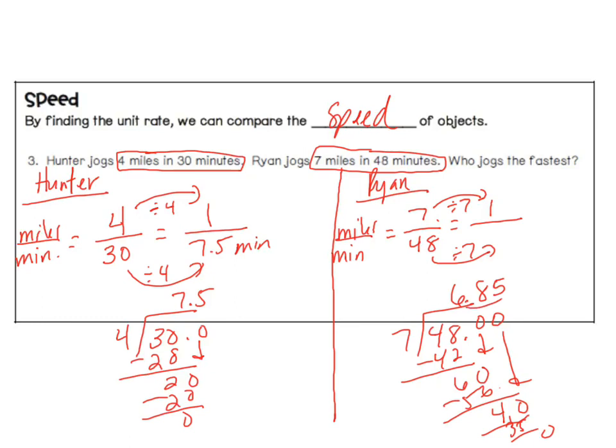And I can stop here because I'm going to round so that I have the same amount of digits as I do for Hunter. So 6.9 minutes, so not quite 7 minutes. When we're talking about running, we're talking about quickness. So the faster that you run a mile, the faster you are. So we're looking for the lower number. So in that case, it's going to be Ryan. So Ryan will be the faster jogger.